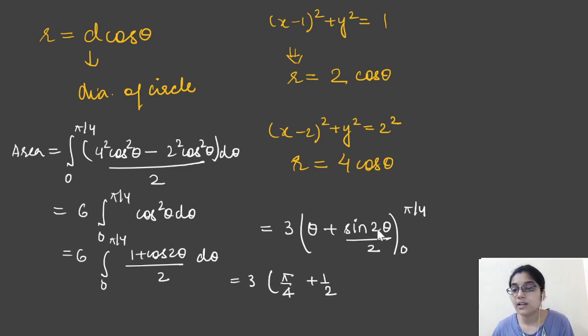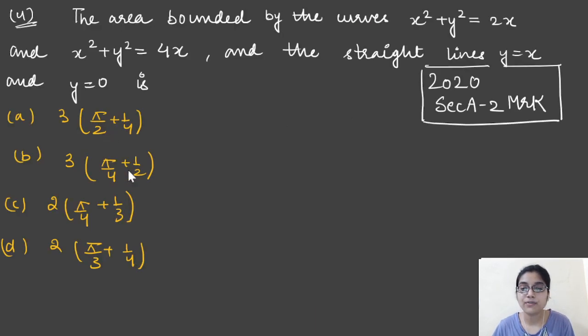So you see sin 2 theta, in place of theta you will get pi by 4, so you will get sin pi by 2, and that is 1. So 3 times pi by 4 plus 1 by 2. 3 times pi by 4 plus 1 by 2, that is B option.